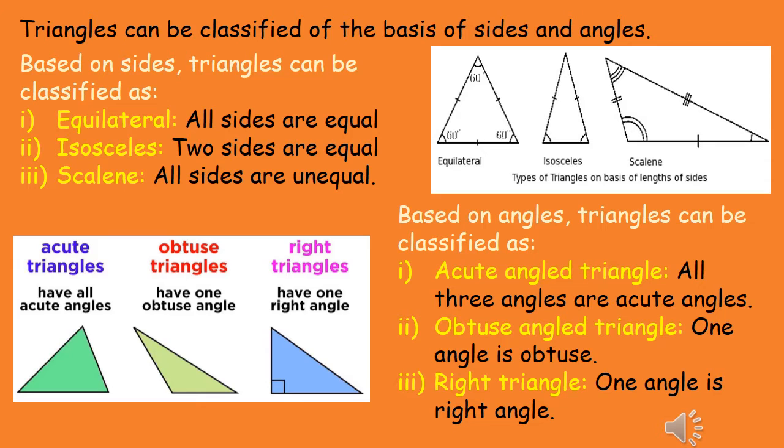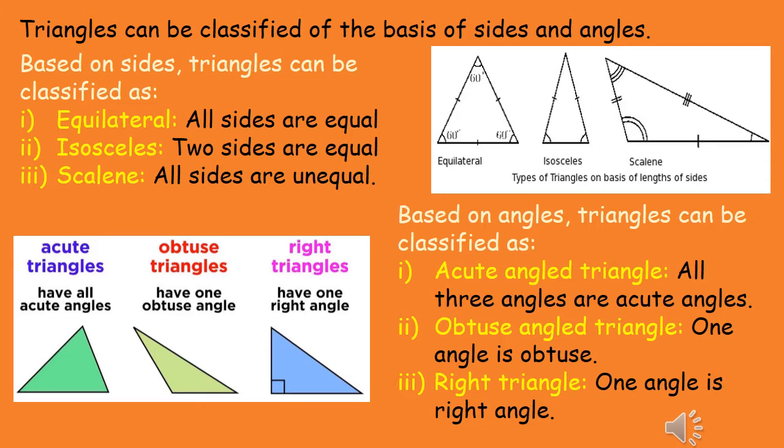When it is classified on the basis of angles, there are three types. One is acute angle triangle, where all the three angles are acute angles. Acute means the magnitude of the angles are less than 90 degree. Second type is obtuse angled triangle. That means one of the angles will be obtuse, the other two angles must be acute angle, because the sum of all three angles of a triangle is 180 degree.